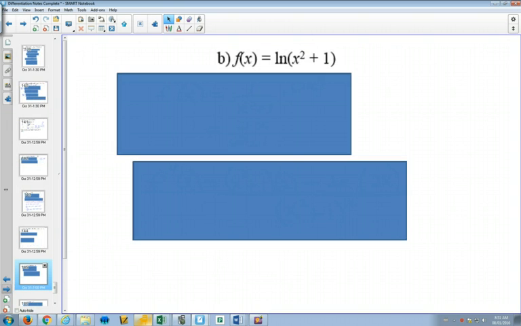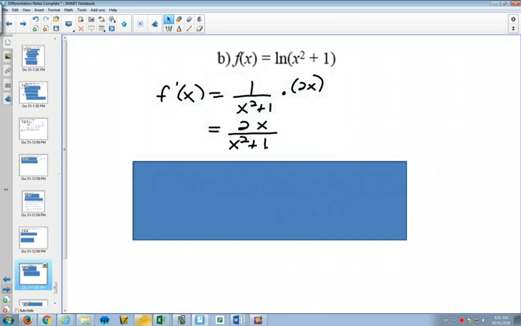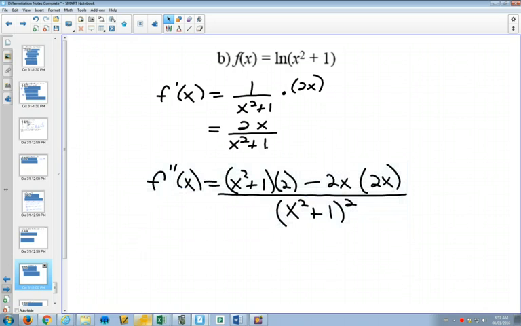In the second one, we've got a chain rule. First the derivative is 1 over, and then you multiply by the derivative of the inside. Then once you've done the chain rule, now we have quotient rule. So keep the bottom one the same, derivative of the top, minus keep the top the same, derivative of the bottom, over the whole bottom squared.